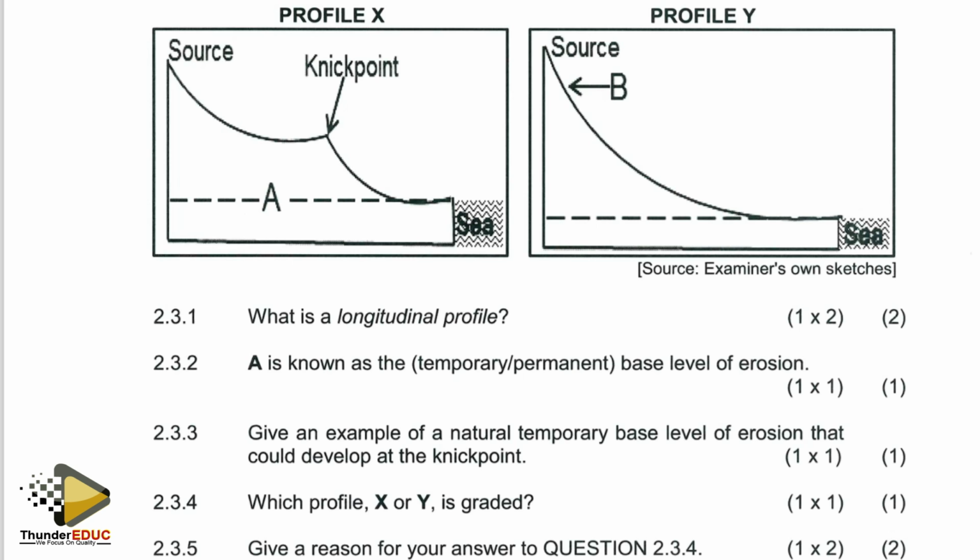If you can see here, it's starting from the sea level, so that becomes a permanent base level. That river cannot erode below that point. If it gets to that point, it attains a grade. It can never go below the level of the sea where it is feeding into.